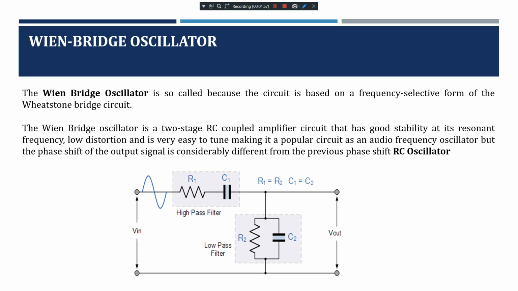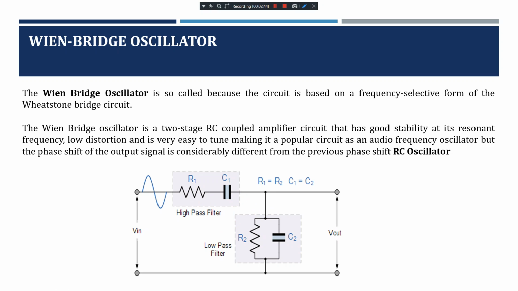So let me explain. This Wien bridge is a circuit based on a frequency selective form, and we see here it uses a feedback circuit consisting of a series RC circuit connected to a parallel RC of the same components. One will be the series combination, one will be the parallel combination. So all your resistances are the same. That's R1, R2 is the same, C1, C2 is the same. So R1 and C1 are in series and R2, C2 are in parallel.